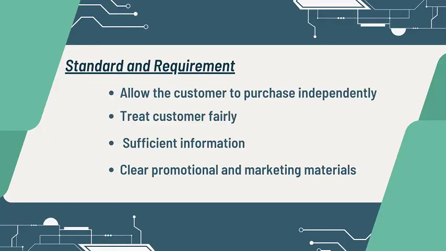In addition, to obtain a D2 license from BNM, an insurance company must meet the standards and requirements. Among them, the company should ensure that the customer can choose any product or service offered independently or freely. Secondly, customers must be treated fairly and no manipulation should be done to them. Third, customers should be given sufficient information regarding each service and product offered.